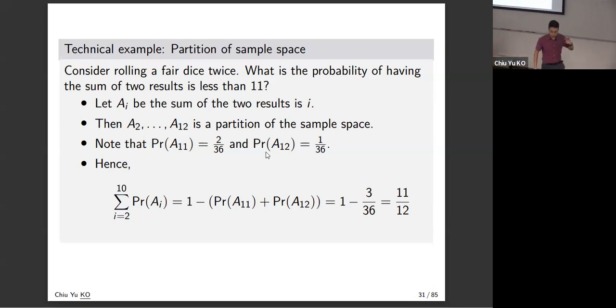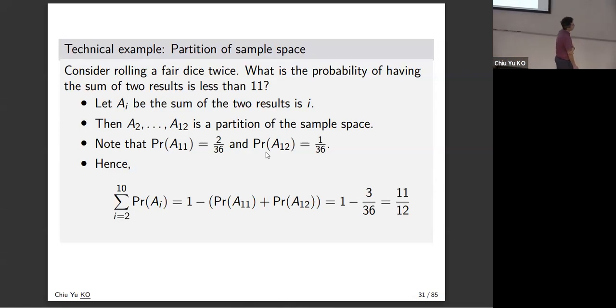The way we do it is we define A_i as the event that the sum is i. In that case, A2 to A12 is a partition of the sample space, because with two numbers, the minimum sum is 2 and the maximum is 12. When you have 2, you can't have 3 or 4, so they're mutually exclusive. Remember, a partition means one of them must be true and only one of them is true. A2 to A12 already exhausts everything.